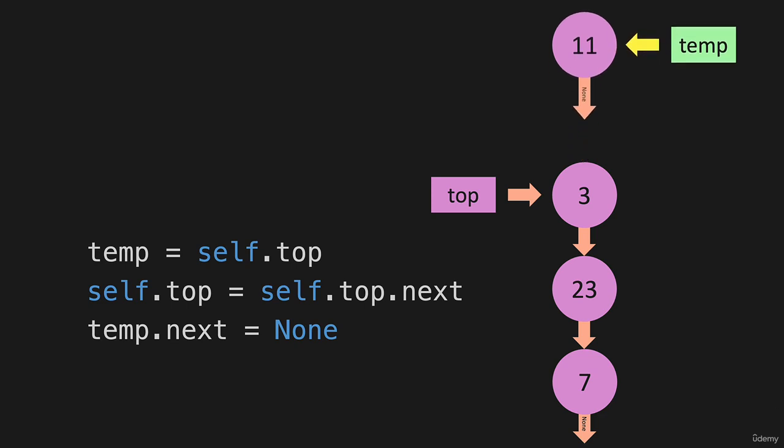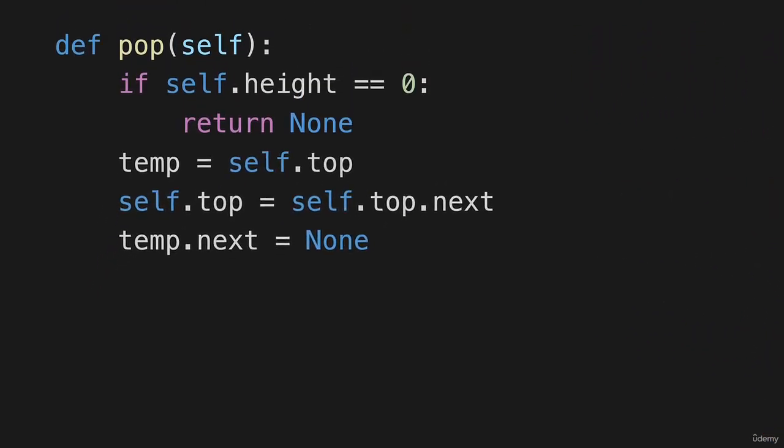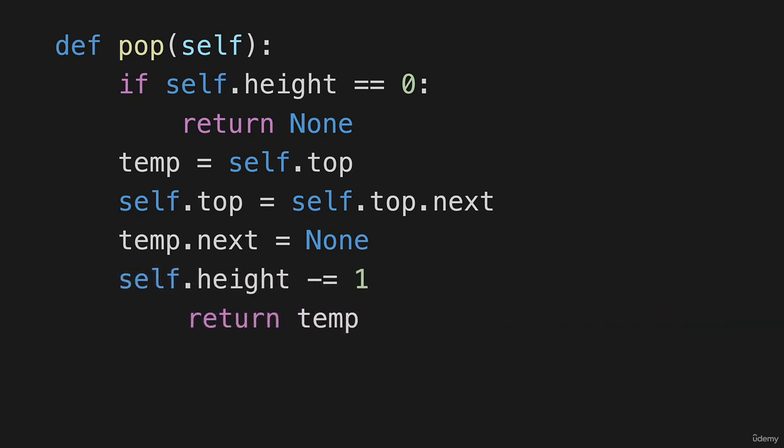temp.next equals none. And that removes that from the stack. Now let's look at this with the rest of our code like this. And the only things left to do are to decrement the length by 1, and then we'll return temp. And that is our pop method.